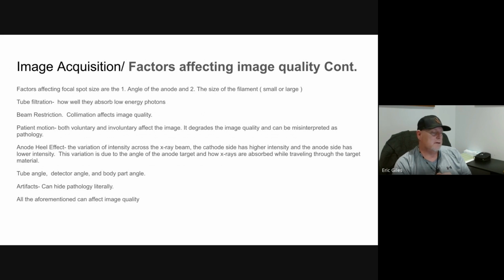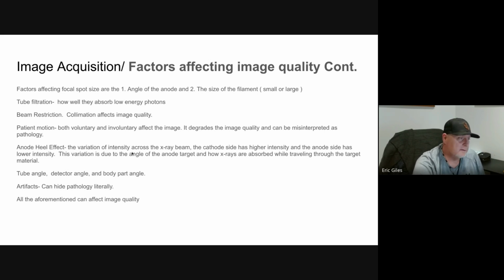So tube filtration, we've talked about inherent tube filtration. The stuff is actually there to absorb low energy photons. Okay, and that's what tube filtration is. Beam restriction, we've talked about collimation a ton, how your image quality is changed when you don't collimate, and we'll see some examples of that as well.